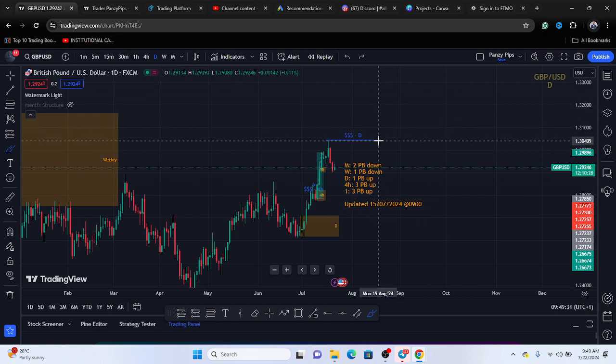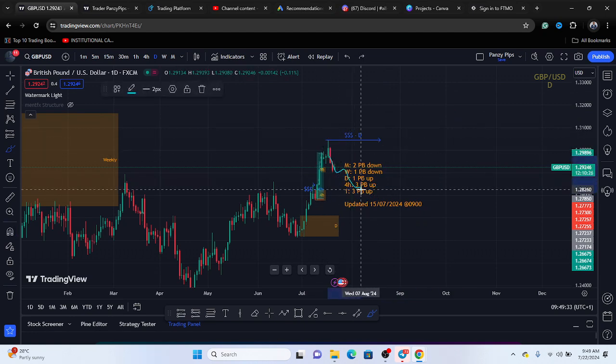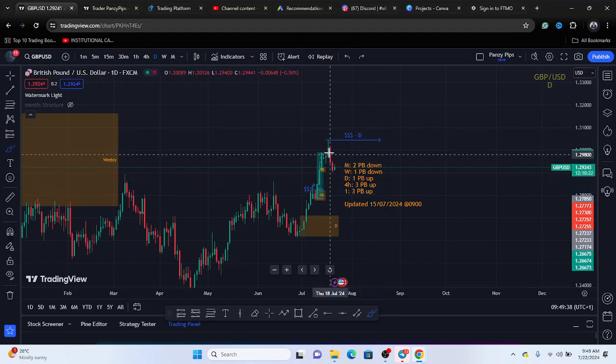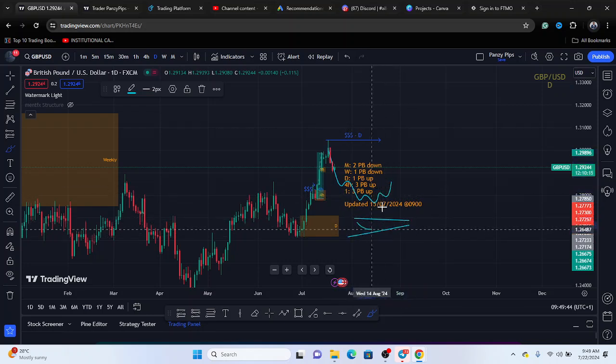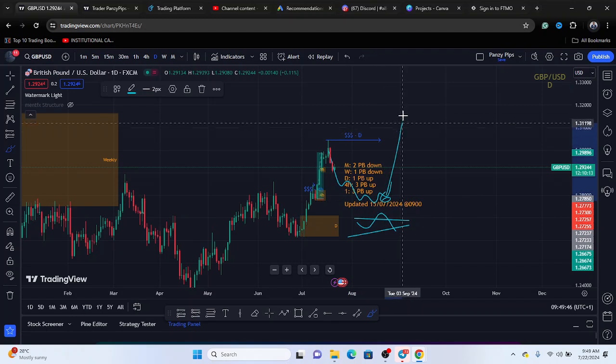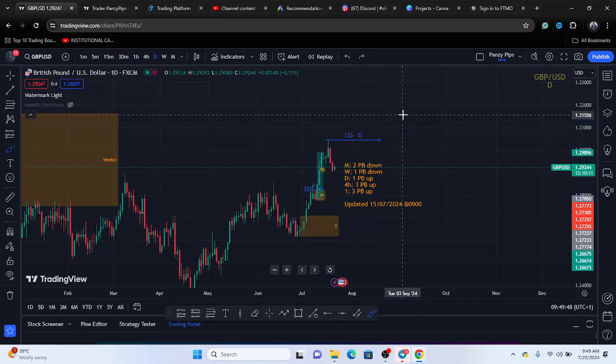For larger time frames like this, we watch out for the pullback, and once we see signs of reversal, we don't wait for it to come into our zone. We just jump on the reversal and ride it all the way up. Okay, so on the daily, that's what we are expecting.